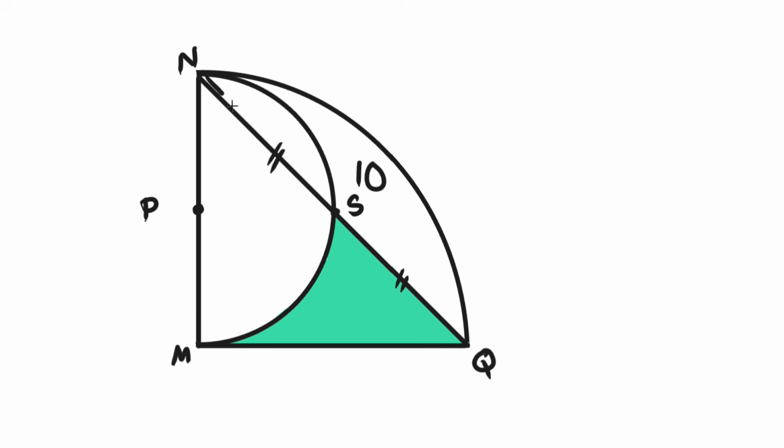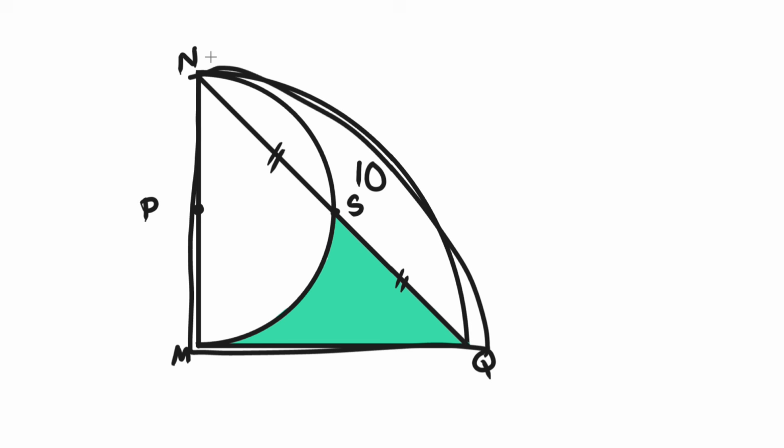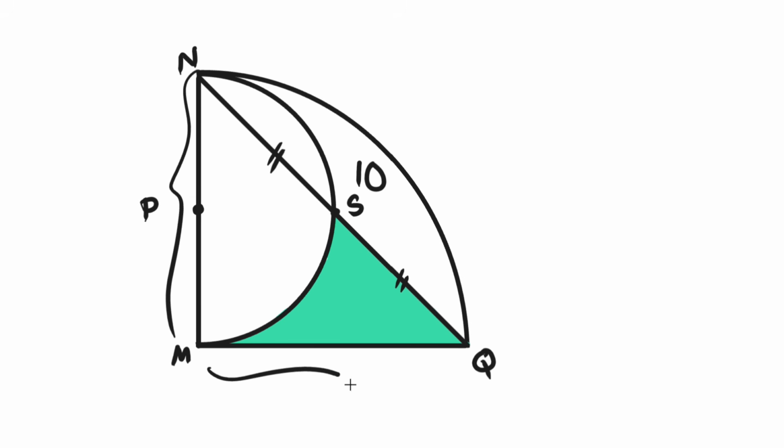The chord NQ of the large quarter circle has a length of 10 units, and this chord meets the semicircle at point S. We are also told that NS equals SQ, so S is the midpoint of the chord NQ. Our goal is to calculate the exact area of the shaded region, so let's begin by looking at the large quarter circle. Since MN and MQ are both radii of the same circle, they must have exactly the same length.